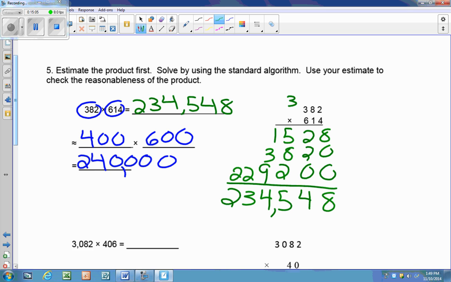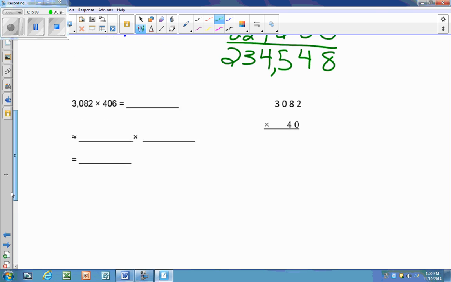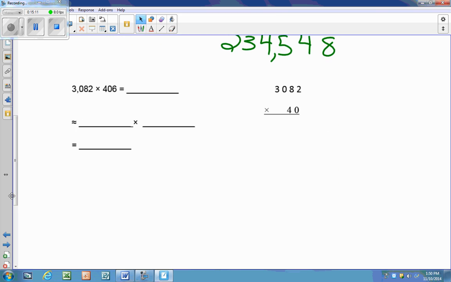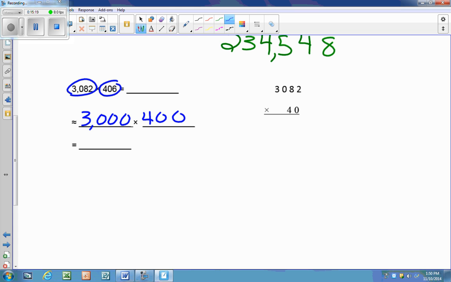And 234,548 is reasonable near 240,000. Going to try the next one. I'm going to round this. And then I'm going to round this one. And when I ignore the zeros, I get 12, and then I put my 5 zeros back in.